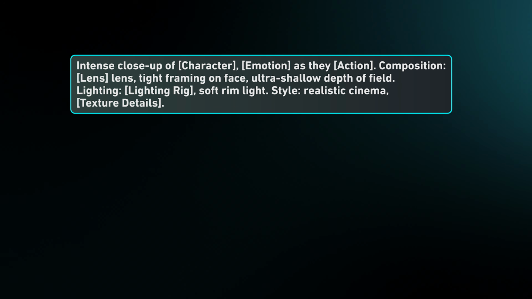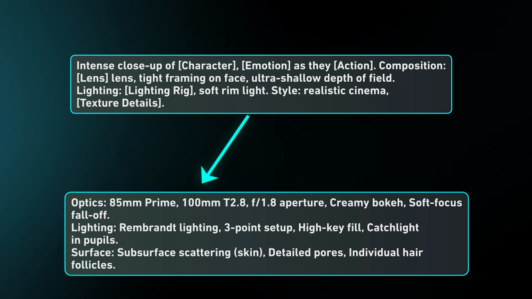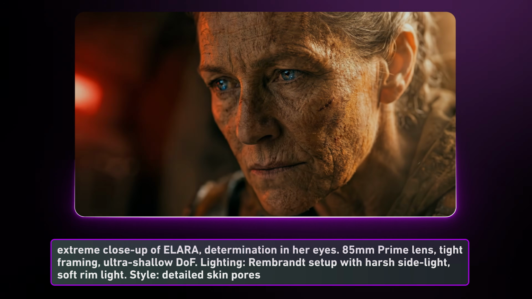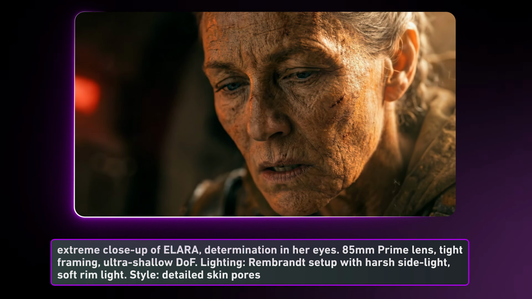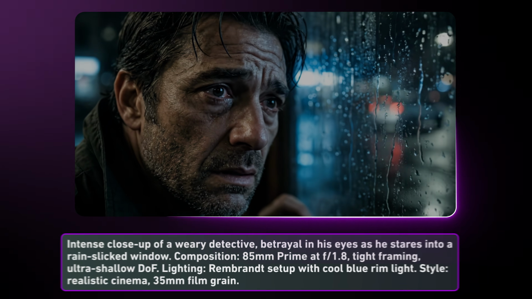Next is the emotional close-up. Use this for internal performance and micro-expressions. We switch to an 85mm prime lens to create an ultra-shallow depth of field, forcing the audience to focus solely on the character's soul.